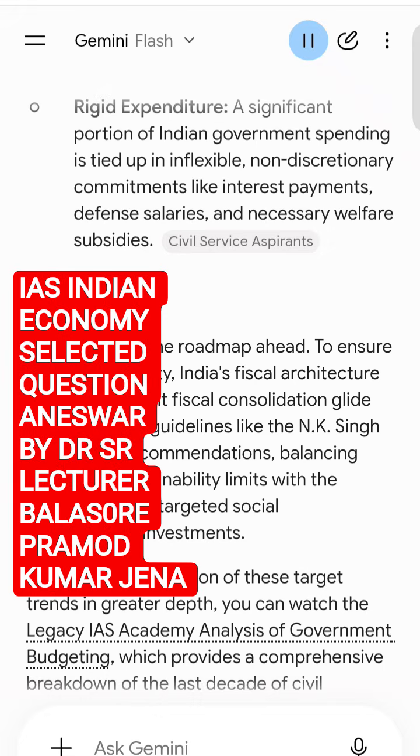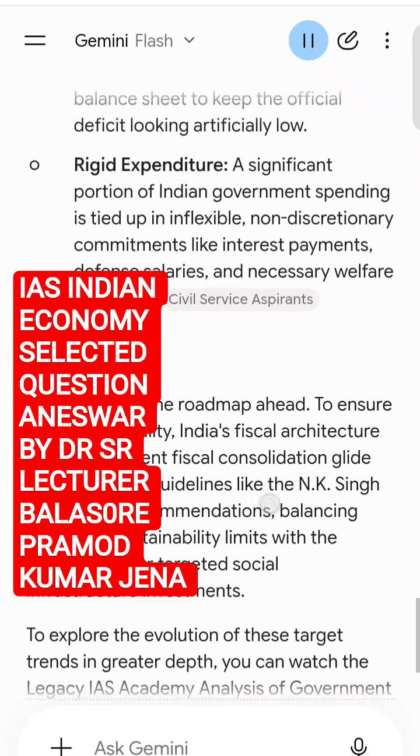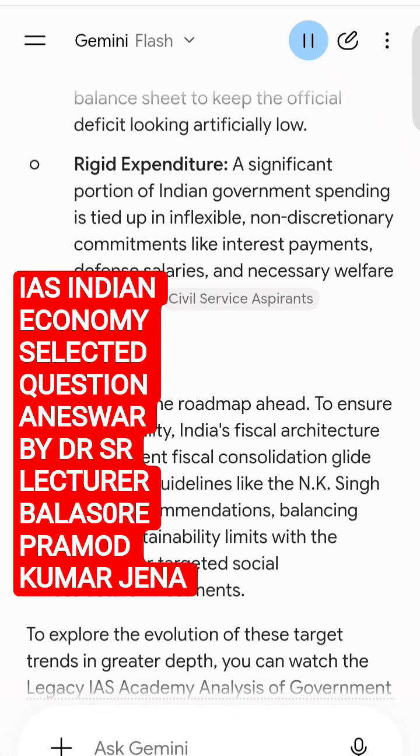Expenditures. Revenue budget: payments on past debt. Capital budget: asset building expenditures like constructing highways, defense equipment procurement, and loans given to states. Economic impact. Revenue budget: consumption-led, does not directly yield future financial returns. Capital budget: investment-led, multiplier effect creates long-term productive capacity.